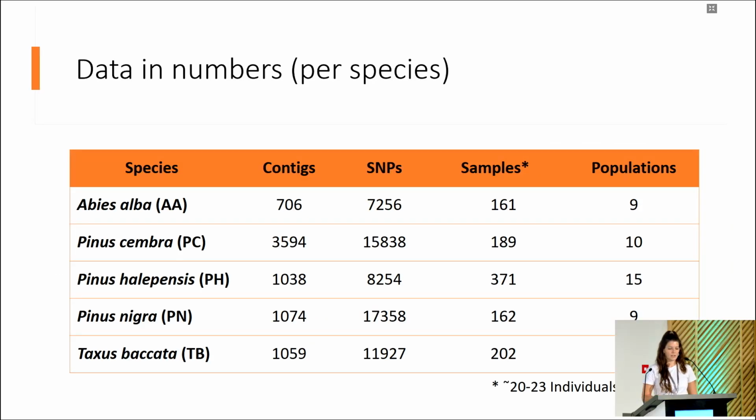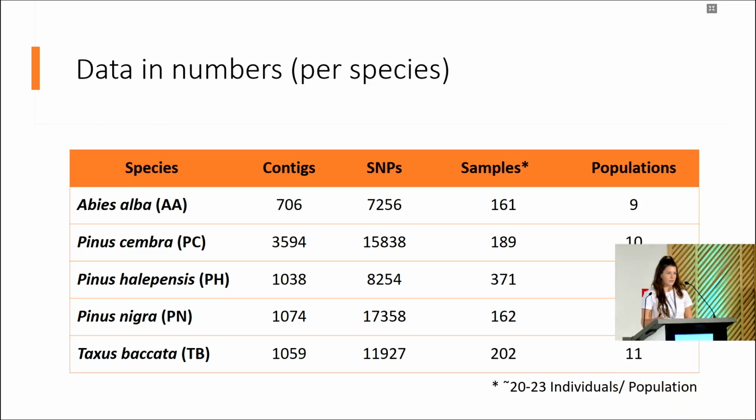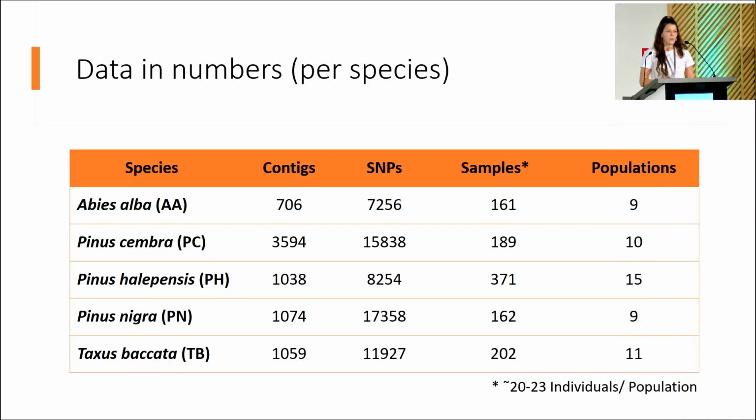So, some numbers. The 5 species, as you can see, we have SNPs that are after filtering. So we have a range from 7,000 to 17,000 SNPs. And we have the total number of samples here, where we had 20 to 23 individuals per population, and the populations are ranging between 9 to 15.